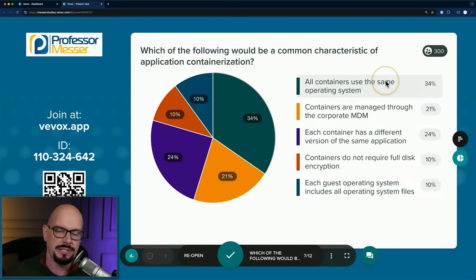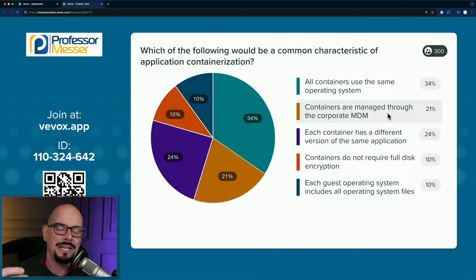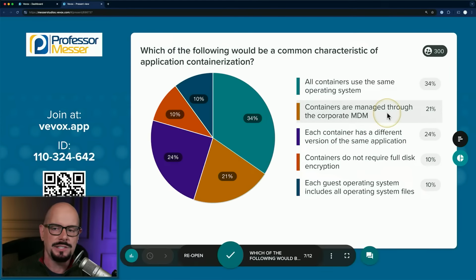Indeed, containers using the same OS is what we were looking for. These containers are not managed through the corporate MDM. I guess they could be managed that way if the MDM was one that supported more than just mobile devices. These could be mobile operating systems, I guess, in the world of containerization, but that is not a common characteristic of application containerization. So not the answer we were looking for.